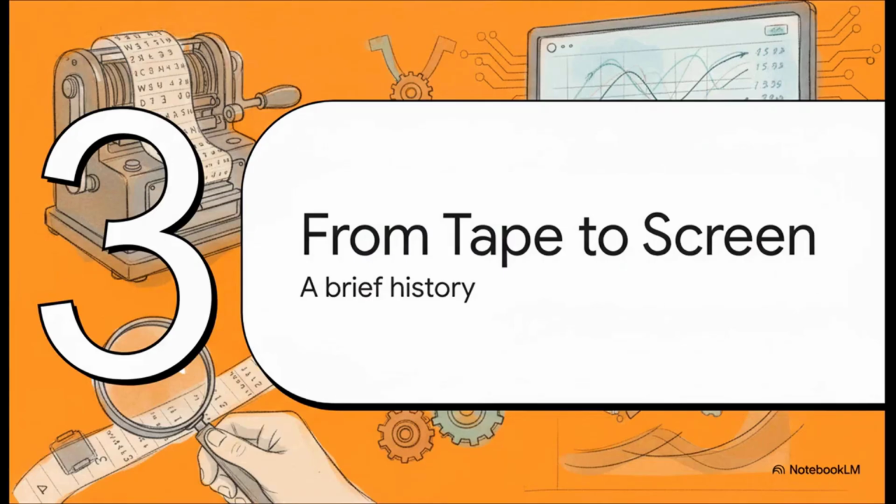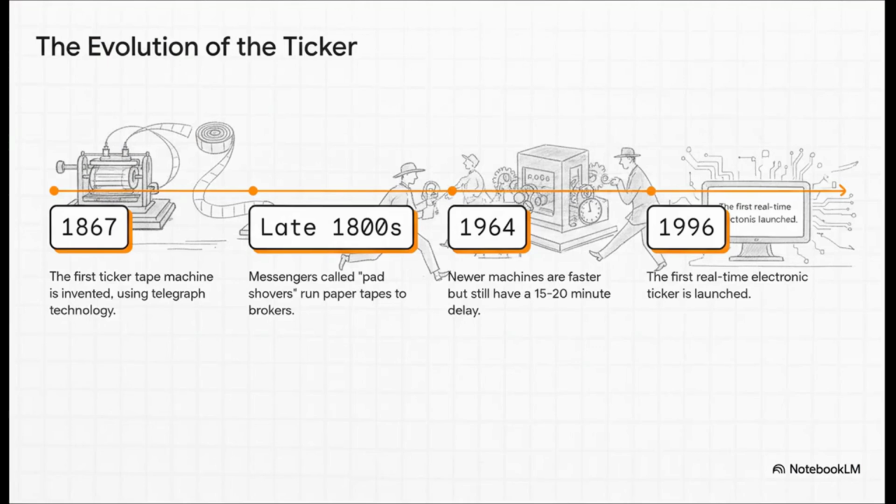All right, so now that we know how to read it, let's take a quick look back at how this incredible tool even came to be. I mean, the digital ticker we see today has a pretty cool history that started way, way before computers. It all started way back in 1867 with a machine that used telegraphs to print stock info onto a long strip of paper. That's the famous ticker tape. Back then, messengers literally had to run the tapes from the trading floor to the broker's offices. I mean, can you imagine?